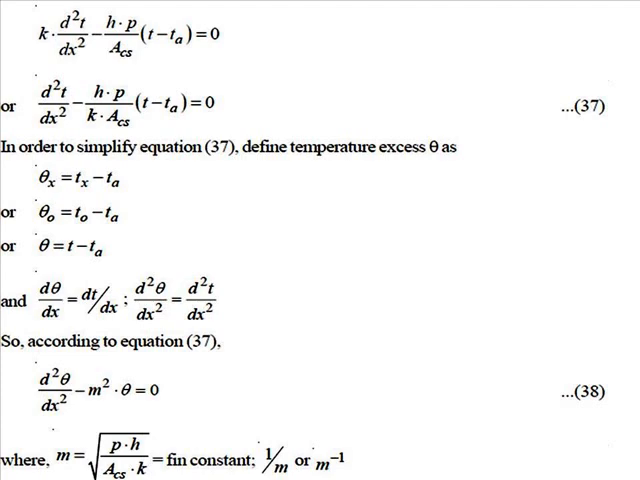Now instead of theta, if I write theta 0, then my expression T minus Ta will reduce to T0 minus Ta. So temperature excess theta equals T minus Ta, and if I go for differentiation of this, dθ/dx, I will get dT/dx, and upon second differentiation I will get d²θ/dx², which equals d²T/dx².